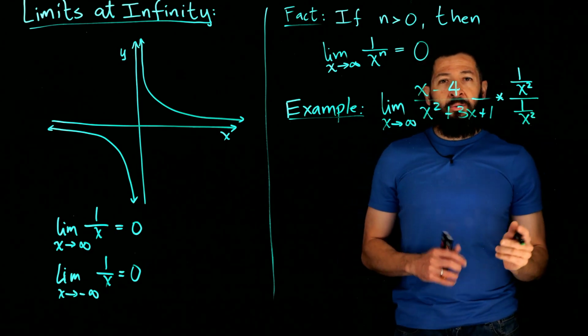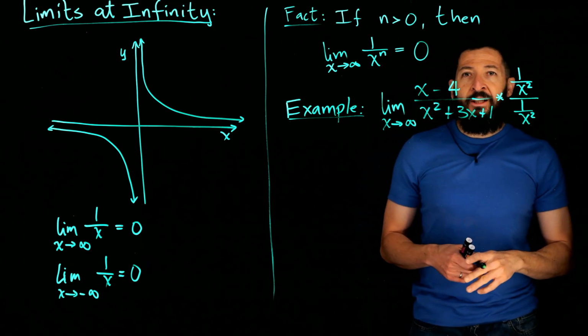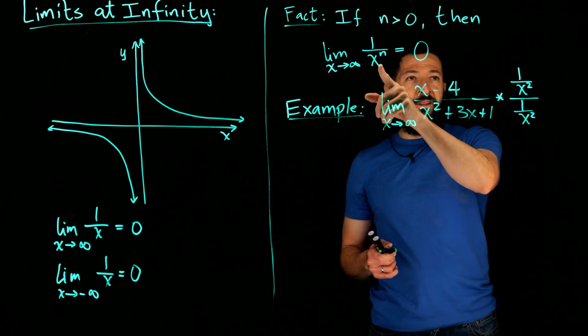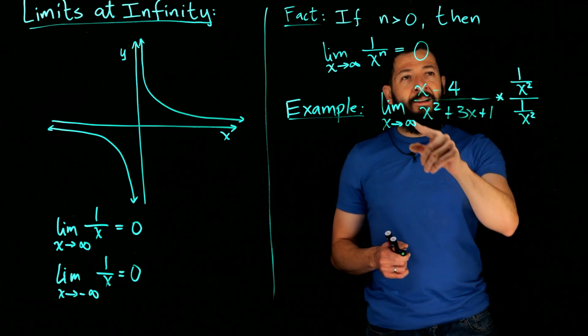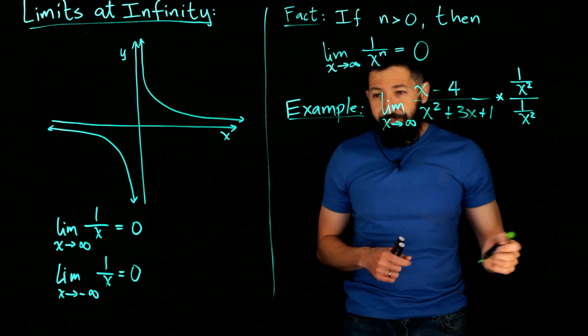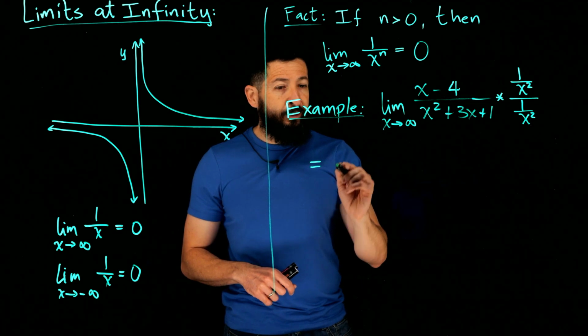Why would I do that? Well, my intention is to eliminate all the powers of x and put them down in the denominator so I can use this fact. So that's why I'm picking the largest of all exponents, so I can clear them all out. Okay? All right, so then we distribute.